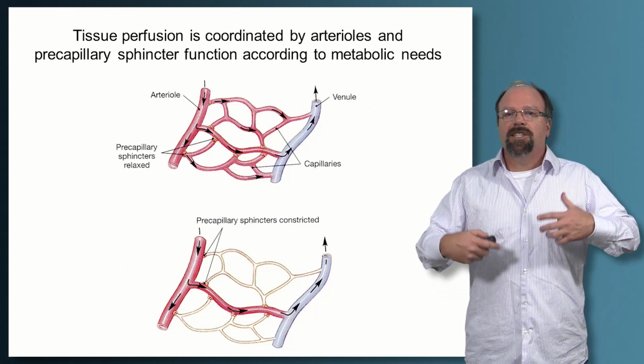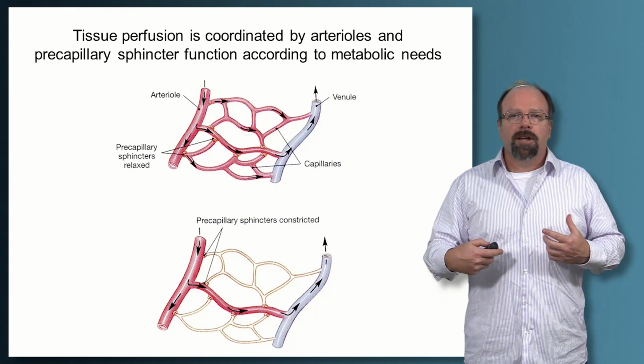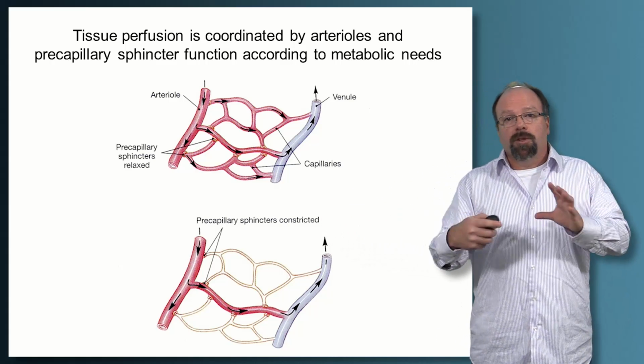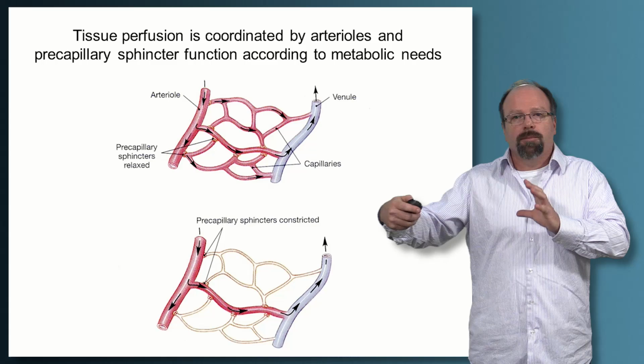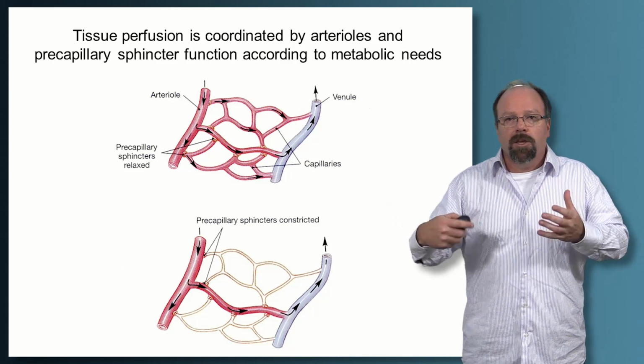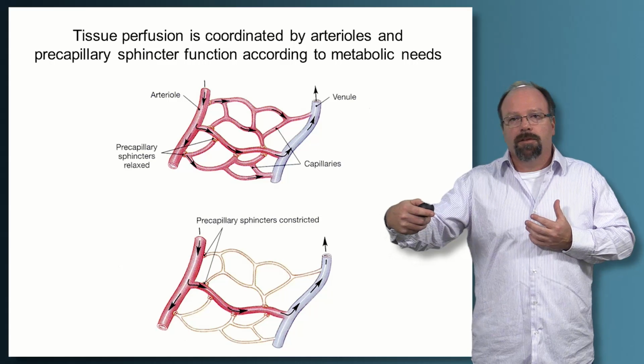And so this is a low resistance circuit. The blood has a number of different choices in where it can flow. And so the overall resistance of that tissue to blood flow is low. And obviously then you get increased blood flow as a result of that.